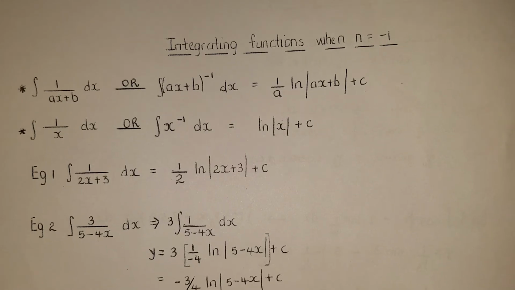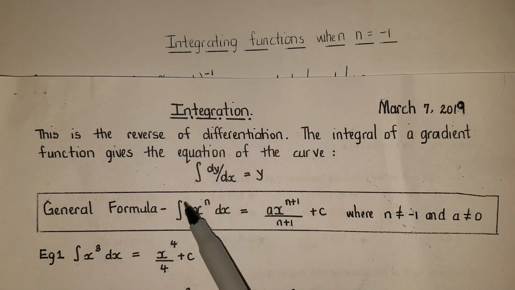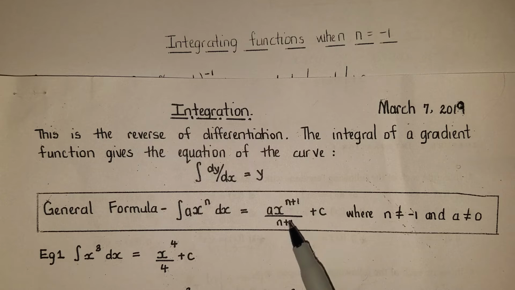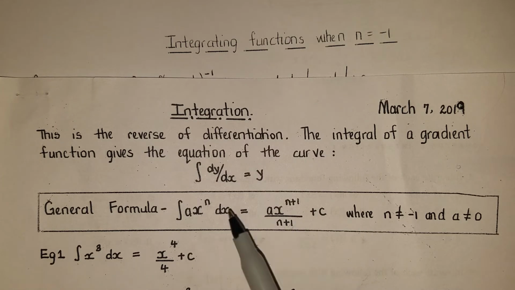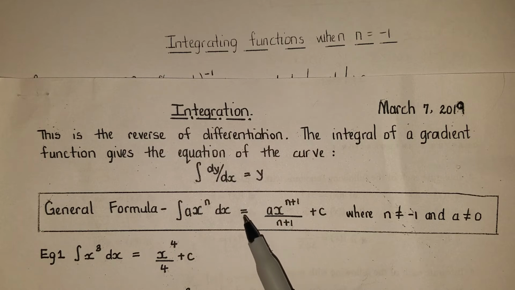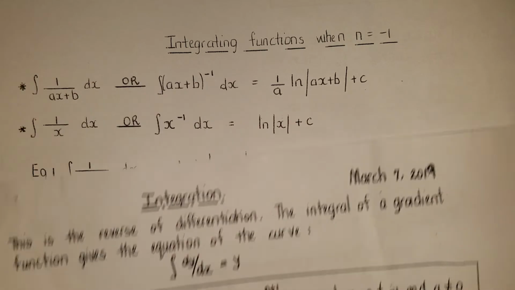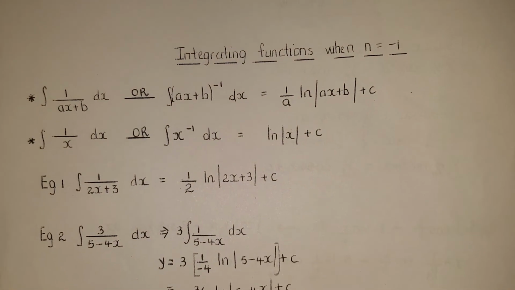Now this topic says integrating functions when n is equal to -1. In an earlier video, I gave you this general formula to integrate functions where you add 1 to the power and divide by that answer. Now, this formula can only be used if n is not equal to -1. So, let's see what happens if n is equal to -1.